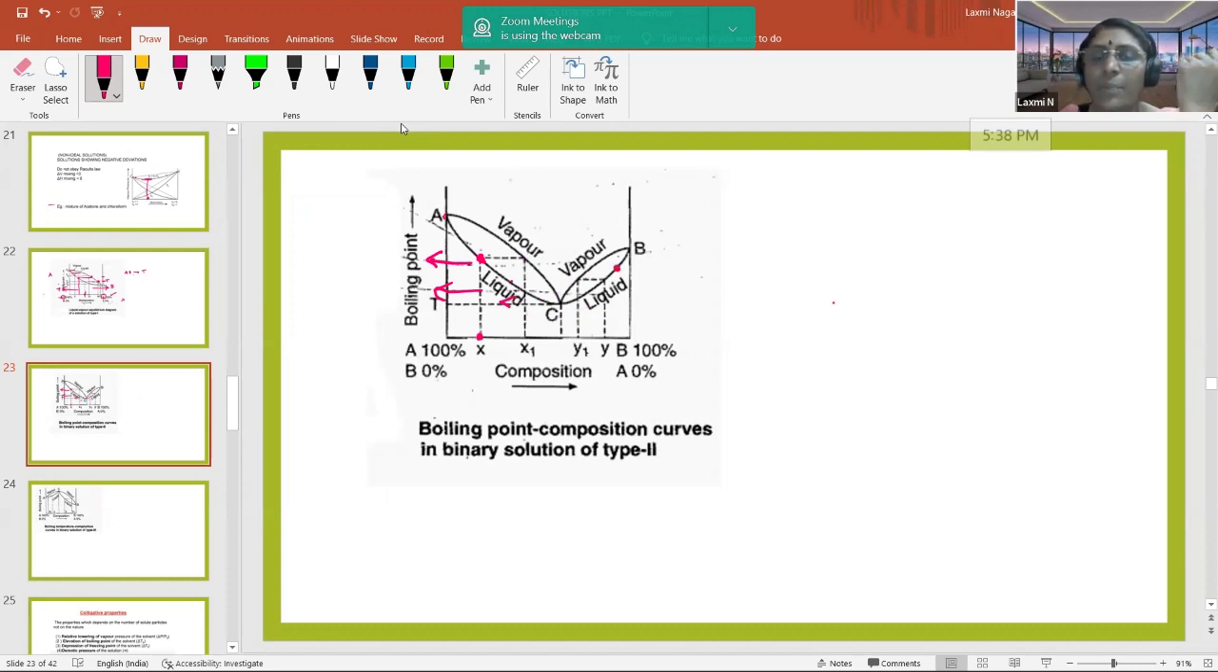This is the liquid composition. I will have liquid B, vapor A. Liquid B, vapor A.